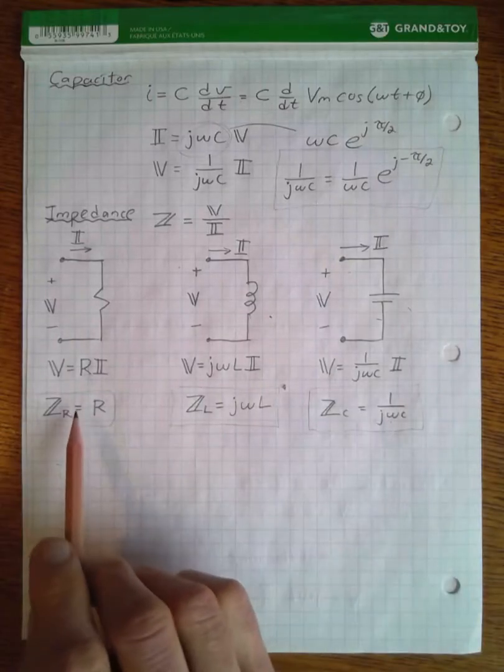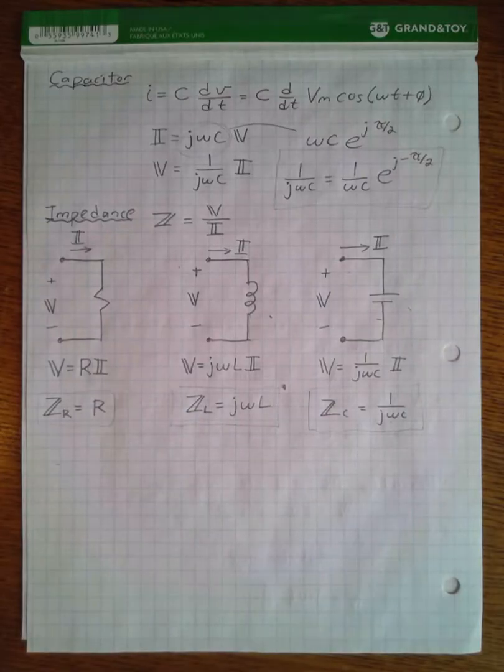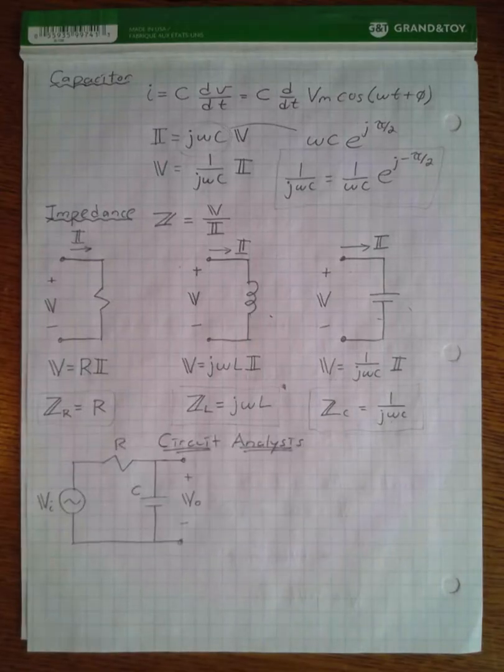And so we can actually use these impedances to analyze circuits using techniques that are very similar to the techniques that we learned when we were just doing resistive circuit analysis with DC voltages and currents. In fact, they're basically identical, except we're working with complex numbers instead of real numbers. And just to show how this circuit analysis works, I'm going to analyze this following fairly simple RC circuit.